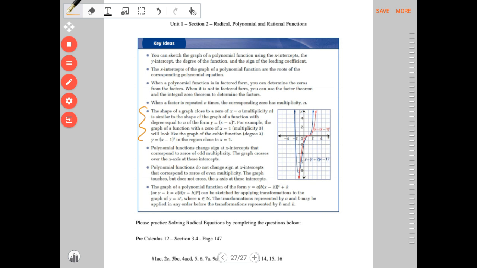Okay, polynomial functions change signs at the x-intercepts. So the graph crosses the axis at a straight through or a point of inflection. Okay. Polynomial functions do not change sign at x-intercepts with even multiplicity, so that makes the tangent point. Okay, and then of course the graph of a polynomial function, we can transform polynomial functions using the stuff we learned all the way back in chapter 1.